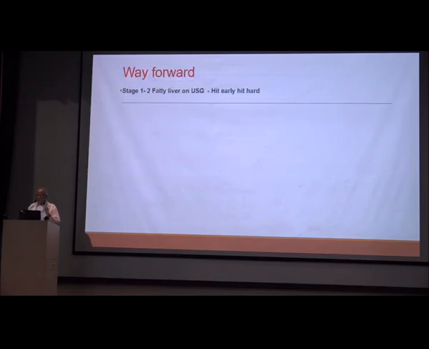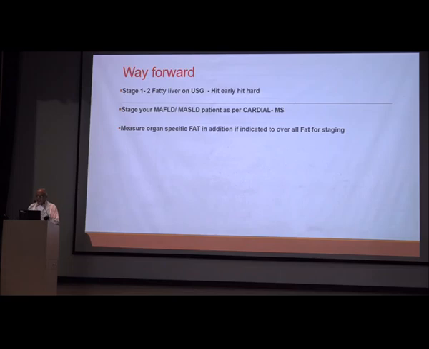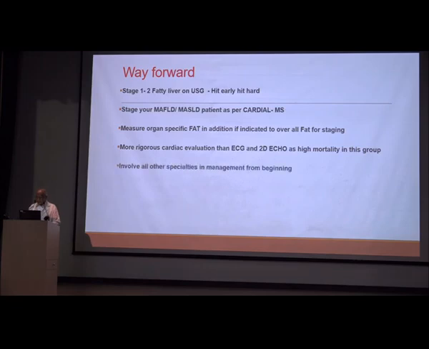The way forward is stage 1 and 2 fatty liver on ultrasound, maybe hit early at heart. Stage your MASLD patient or MAFLD patient according to the new staging which I've shown you, cardiometabolic. You can measure organ-specific fat in addition to overall fat for staging. Maybe more rigorous cardiac evaluation in these patients involving all other specialties, and develop a treatment algorithm for each subject. And is there a role of bile acid reduction therapy in future? It is emerging. It may also come.